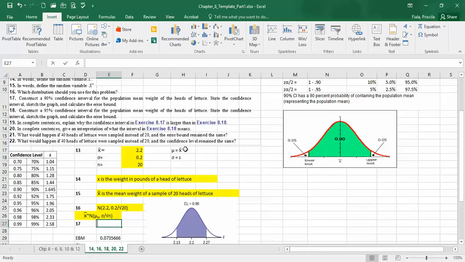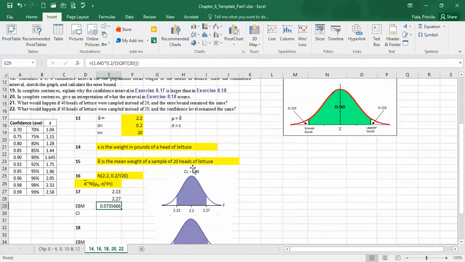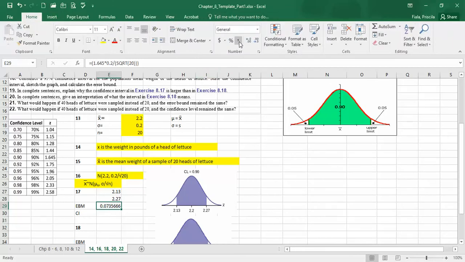For the lower, you're going to do your average minus your error bound margin, and for the upper level, you're going to do your average plus your error bound margin, which confirms the information we have on this graph right here. So at 90%, my error bound margin is around 7%, which you can go ahead and make smaller. My confidence interval then is going to be 2.13 and 2.27, which I have right here a graph for you.